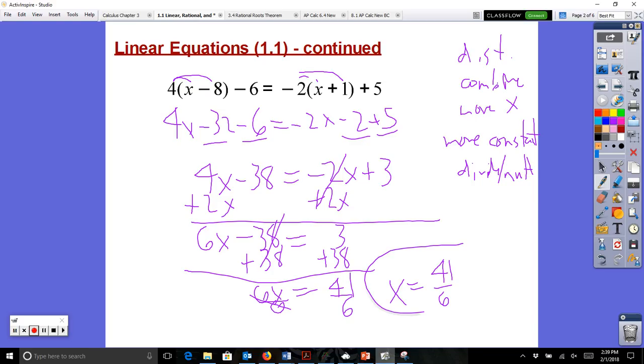I like that answer, an improper fraction. You are allowed to say that that's 6 and 5/6, or, well, if you like decimals, it's 6.83 with a 3 repeating, but that improper fraction looks nice too.